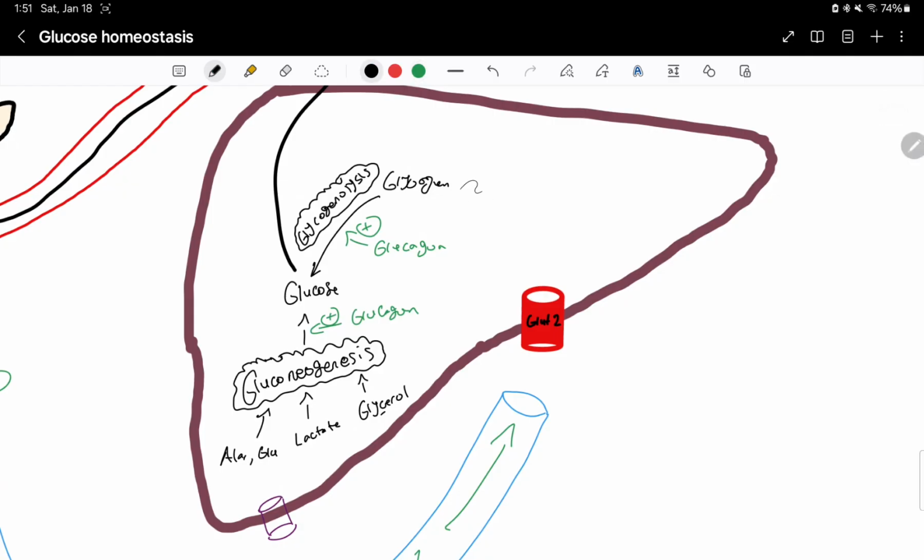This glycogen as well can be used to form pyruvate and go to the TCA cycle and the electron transport chain to give energy to the liver itself. And obviously this process is called glycolysis. Okay? Awesome, guys. So, that's what glucagon is doing.